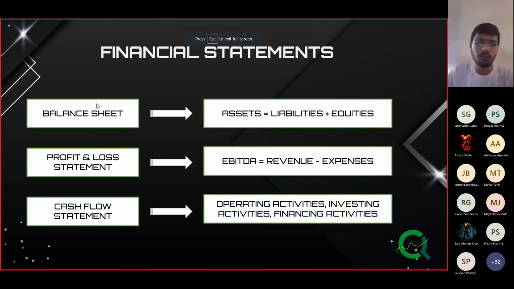Financial statements are of three types, as I have discussed earlier. Then assets equal liabilities plus equities. This is the equation of the balance sheet. Then EBITDA equals revenue minus expenses, which I have already told you about, and cash flow statements: operating activities, investment activities, and financing activities.